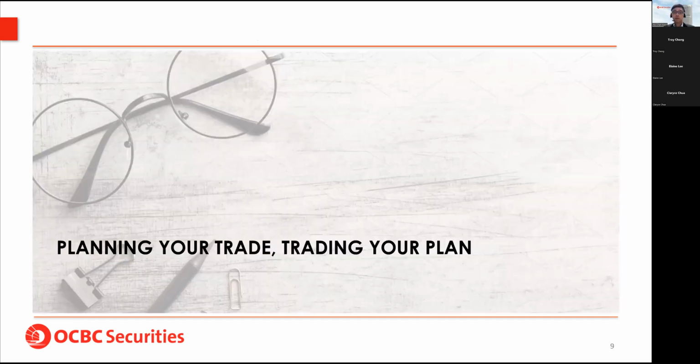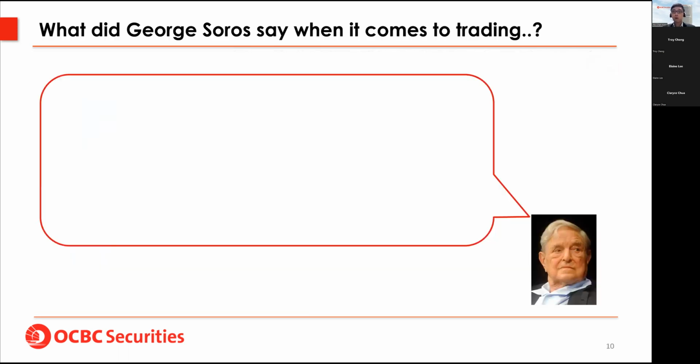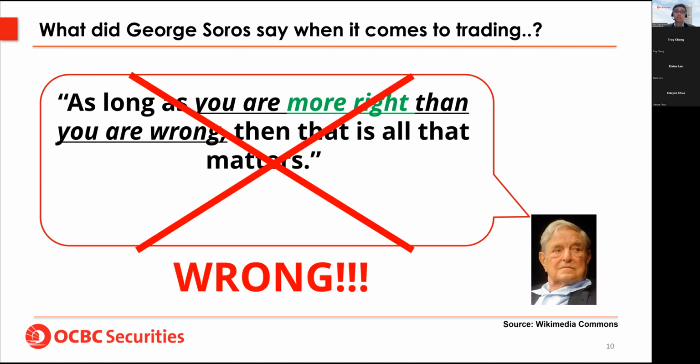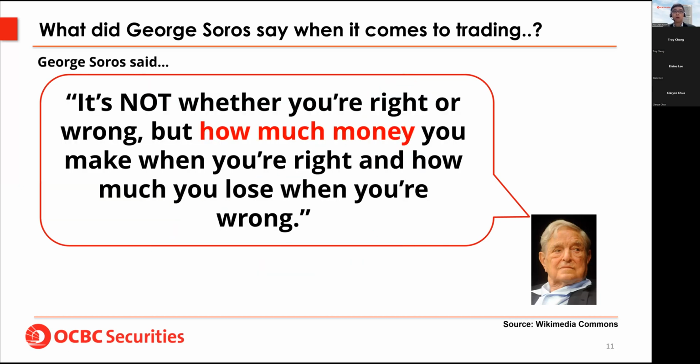So without further ado, the first section, which is all about trade planning. We start off with a quote. What did George Soros, the renowned investor and trader, say when it comes to trading? Did he say, as long as you are more right than you are wrong, that is all that matters? Well, the fact is, this is not what George Soros said. What did George Soros say? He said, it is not whether you are right or wrong, but how much money you make when you're right and how much you lose when you're wrong. So at the end of the day, the facts speak for themselves.